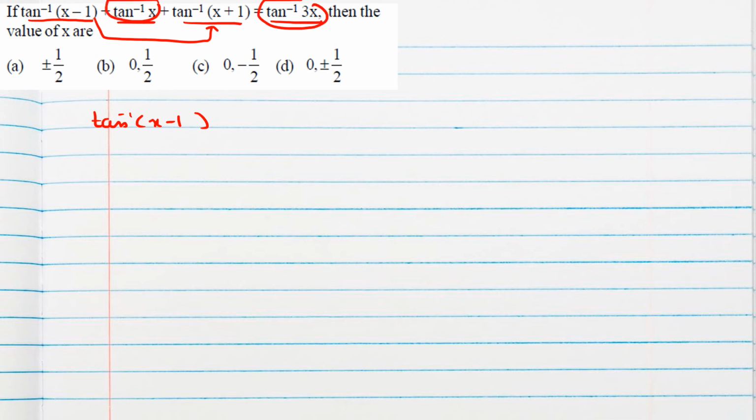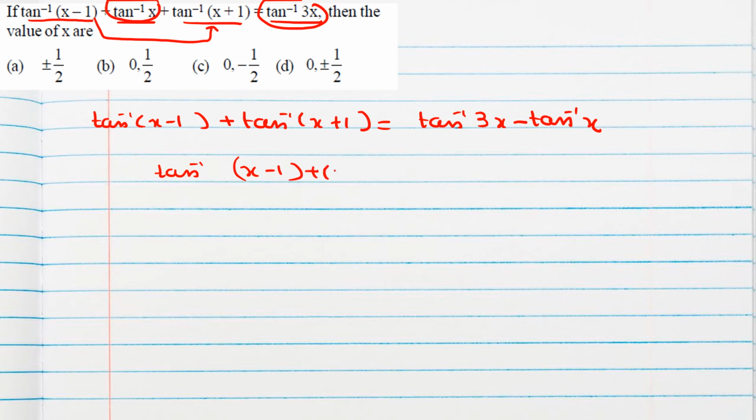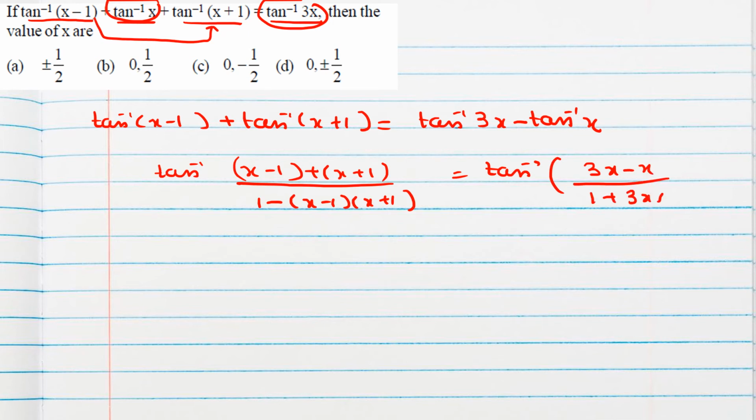So I am going to write tan inverse x minus 1, then tan inverse x plus 1 is equal to tan inverse 3x minus tan inverse x. Now apply the formula tan inverse A plus B formula. So it will be x minus 1 plus x plus 1 divided by 1 minus A into B. Here also tan inverse A minus B formula we can apply. So 3x minus x, 1 plus 3x into x.